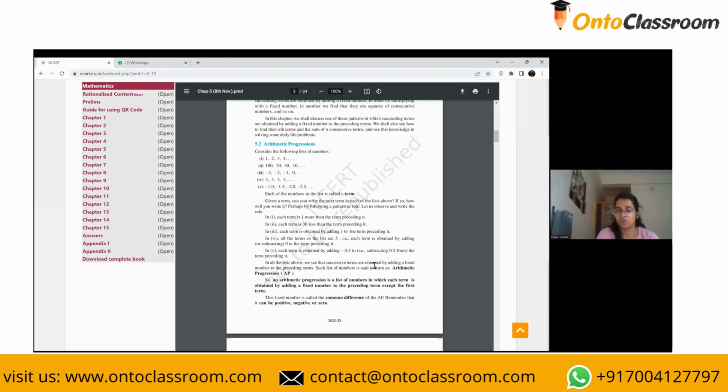Clear? So overall, an arithmetic progression is a list of numbers in which each term is obtained by adding a fixed number to the preceding term, except the first term. We will not include the first term. But from the next terms, we see whether the fixed pattern is followed or not.